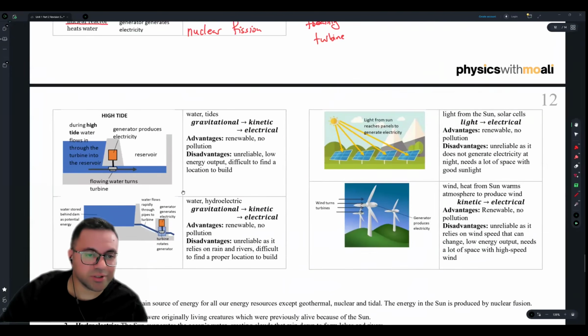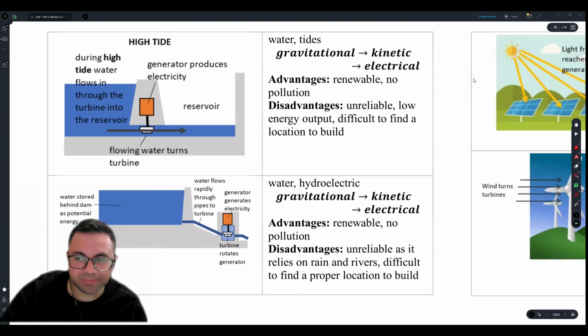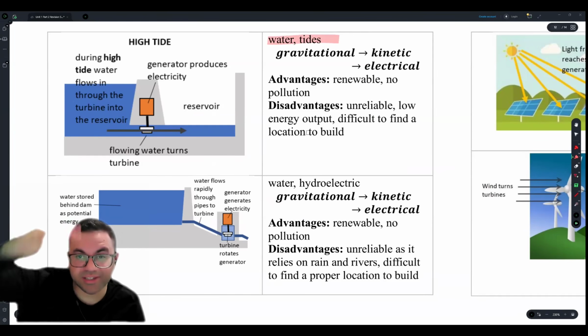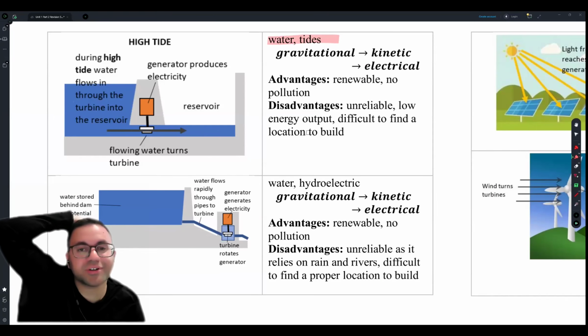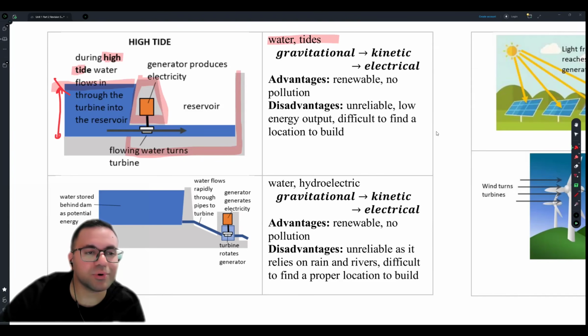So using water as well, let's talk about tides and hydroelectric stations, because they both are basically the same. A tidal power station uses high tide and low tide, like the difference in water level in the ocean, to generate electricity. We build a dam in the ocean, so we have a big empty space called a reservoir. When there is high tide, the water level outside of my dam is very high, which means the water has gravitational potential energy. My reservoir is empty, so the water starts flowing in.